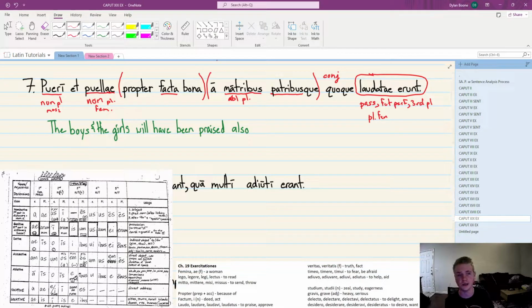The other thing is we have patribusque. So que is like et. We put the et before patribus, so et patribus. So guess what? It's not just the mothers, but the fathers too.